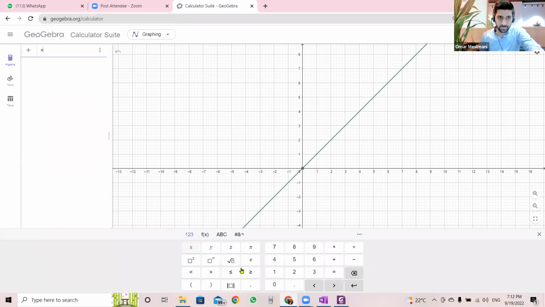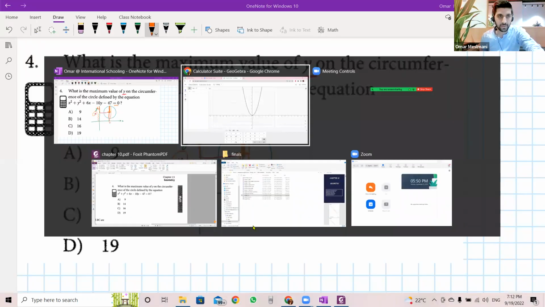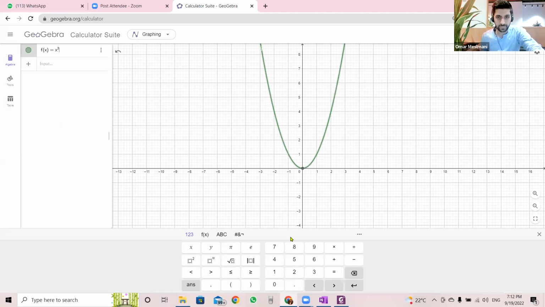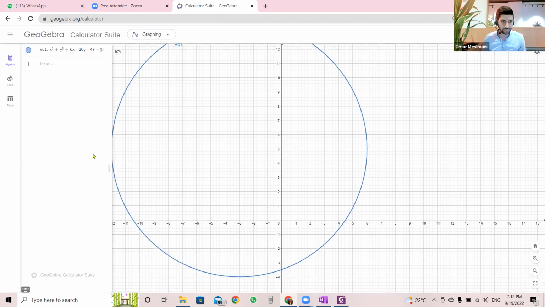It's x squared plus y squared plus 6x minus 10y minus 47 equals 0. Okay, nice. That's the circle that I'm talking about. Was it plus and minus like this? Exactly the same, plus minus, yes. So that's my exact circle, all right?